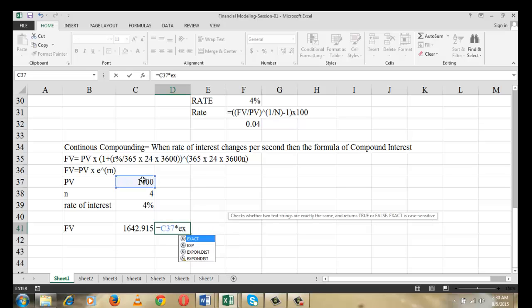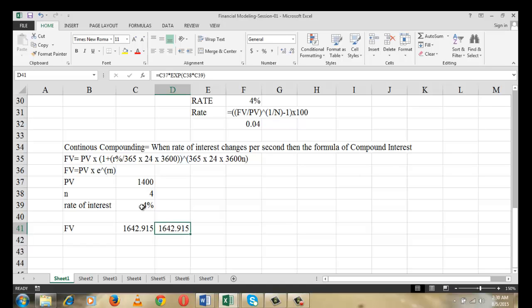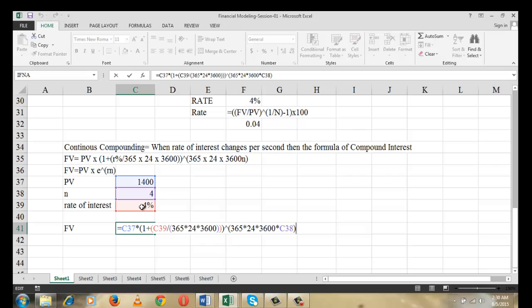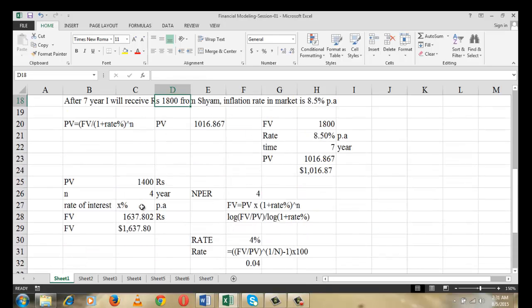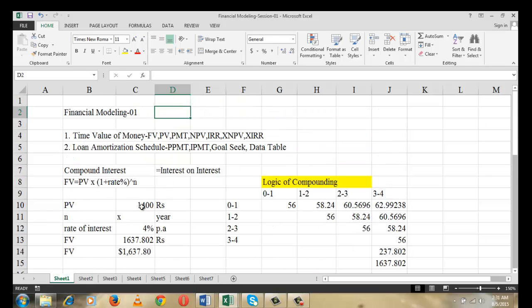E in Excel is represented by EXP. Open bracket, power 4 into 4%, where the rate of interest changes every second. See this, you get the same answer. Instead of doing such a complicated way, you get the same answer here. This is called continuous compounding. We'll do a lot of application of continuous compounding in MS Excel sheet. You can refer when we do derivatives, when we talk about the Black-Scholes model and binomial tree model. At that time we can talk about this continuous compounding a lot.